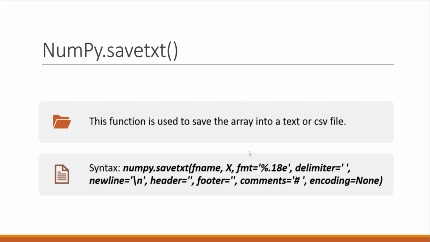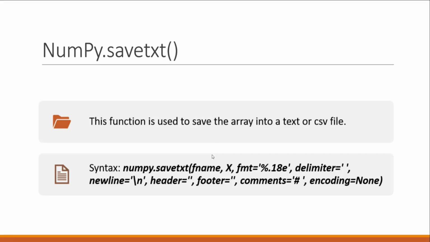Now we will discuss how to save the array into a text. For this we are going to use the numpy.savetxt function. Basically this function is used to save the array into a text or CSV file, and to save a NumPy array to a text file we can easily use the numpy.savetxt function. So basically it saves array numbers in CSV file format.